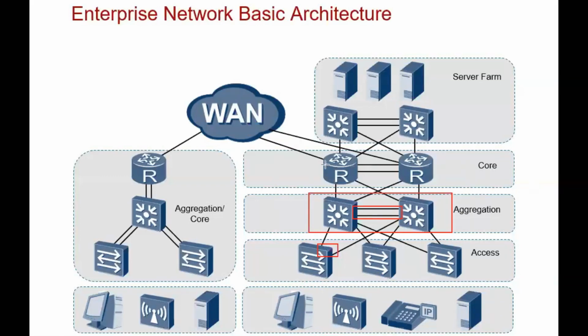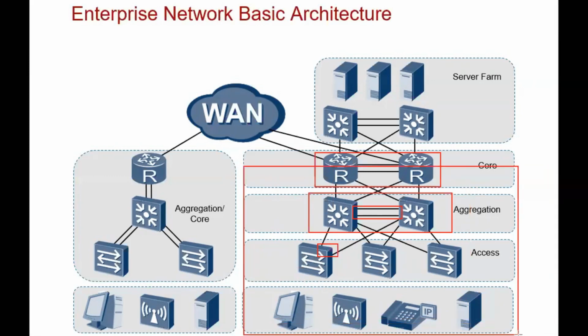So that's the aggregation layer. And lastly, as I've said, at the core layer we have the router. The router will connect you to the WAN. Because of security issues, most of the time we have two boundaries. This boundary here, what I've just highlighted, is what we call your internal private network.